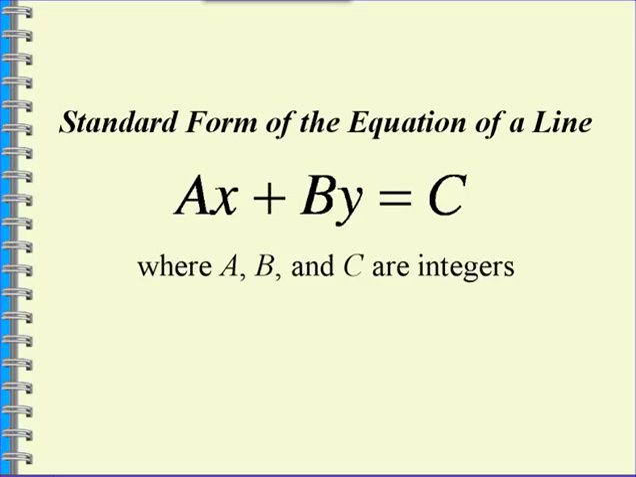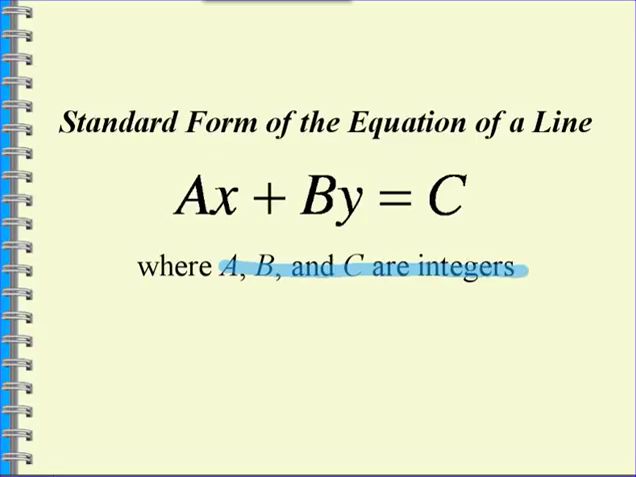Okay, so now standard form of the equation of a line. This is pretty important. This is going to follow you all the way through the NISA test. So standard form of the equation of a line: ax plus by equals c. Now notice here, there's one pretty important statement. a, b, and c are integers. So ax plus by equals c, where a, b, and c are integers.